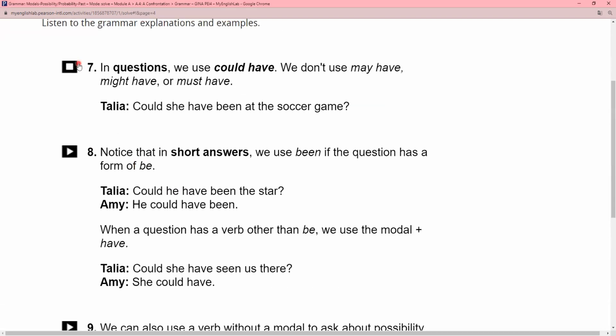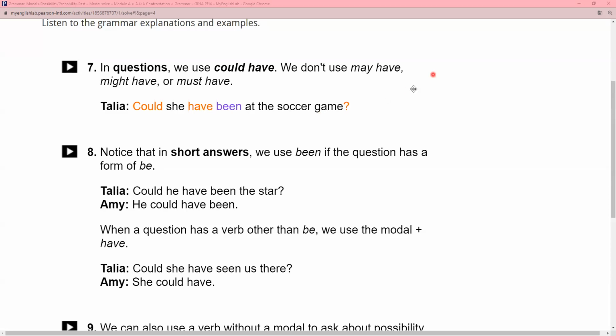In questions, we use could have. We don't use may have, might have, or must have. Could she have been at the soccer game? Okay, so when we're going to ask questions, we use could have. We don't use may have or might have or must have. Well, we can use may for permissions. So if it was a permission in the past, may she have asked for permission or something like that? But no, it is not frequent.